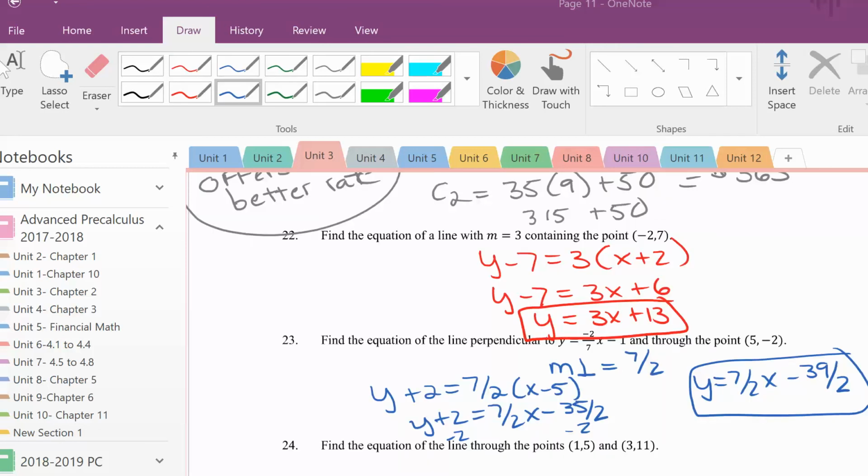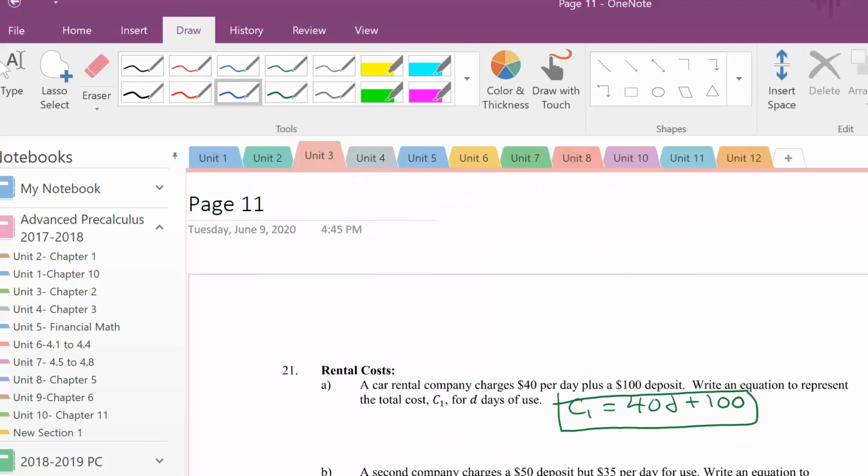All right. So looking at number 22, the slope is 3, the point is (-2, 7). So you set it up and get y equals 3x plus 13. And then for 23, it says find the equation of a line perpendicular to -2/7 through the point (5, -2). So that means the perpendicular slope is 7/2. And then you use the point (5, -2), and you get y equals 7/2 x minus 39/2. Because -2 is -4/2.